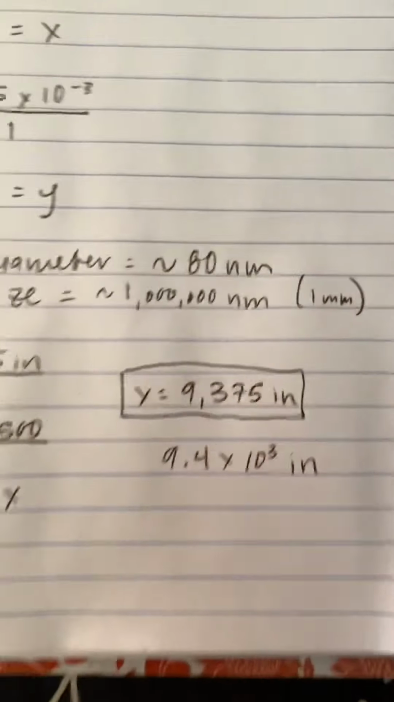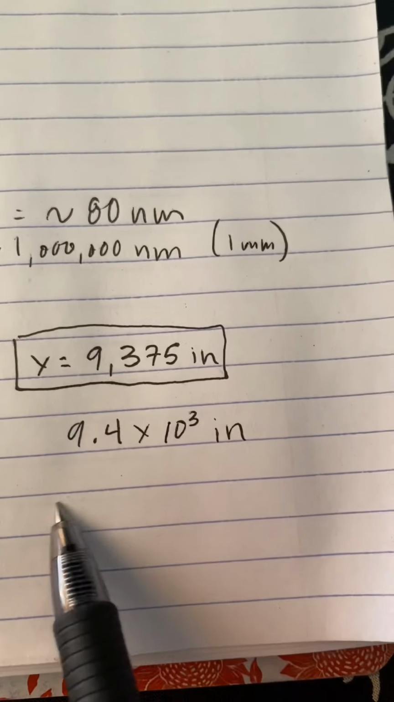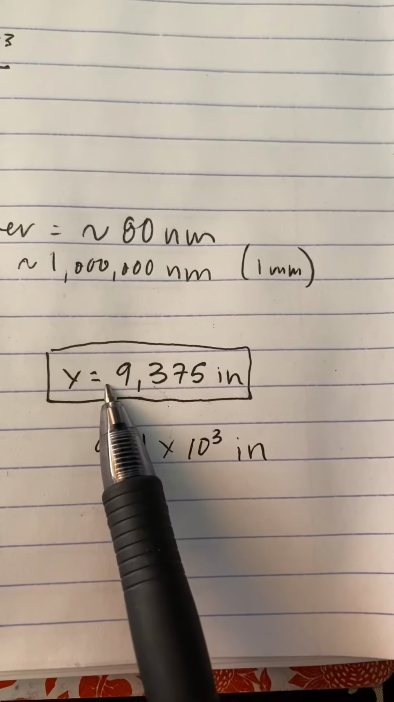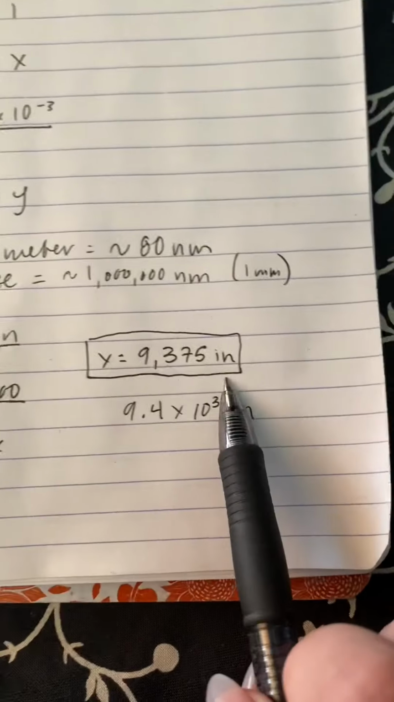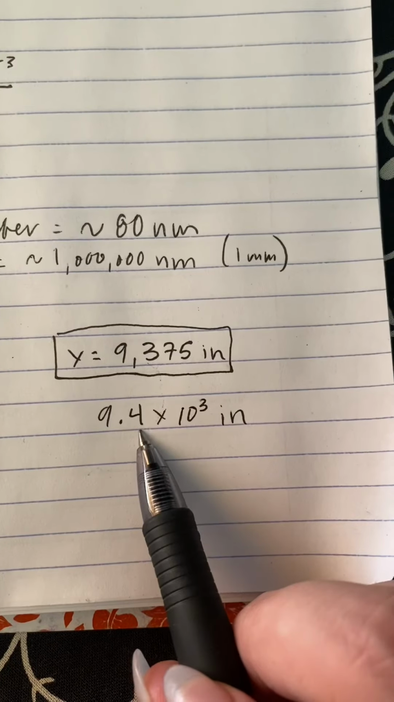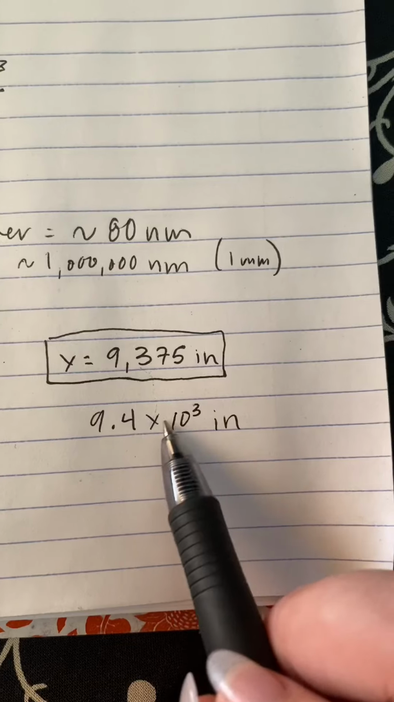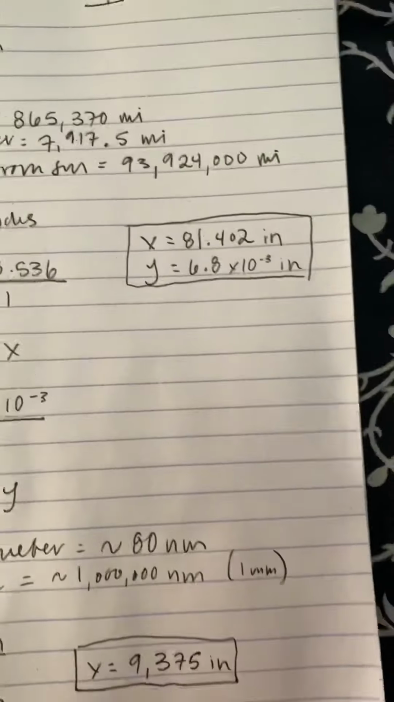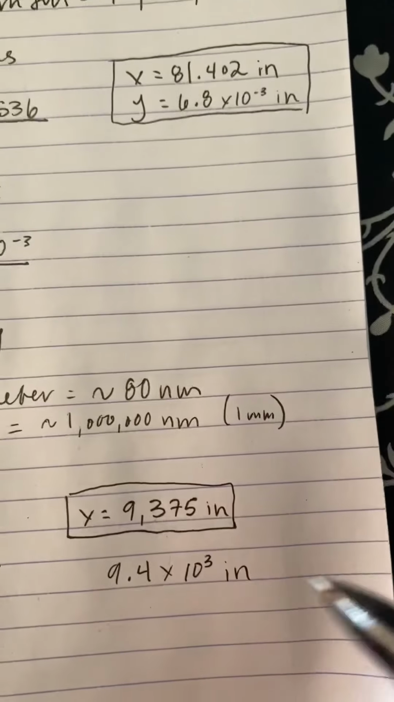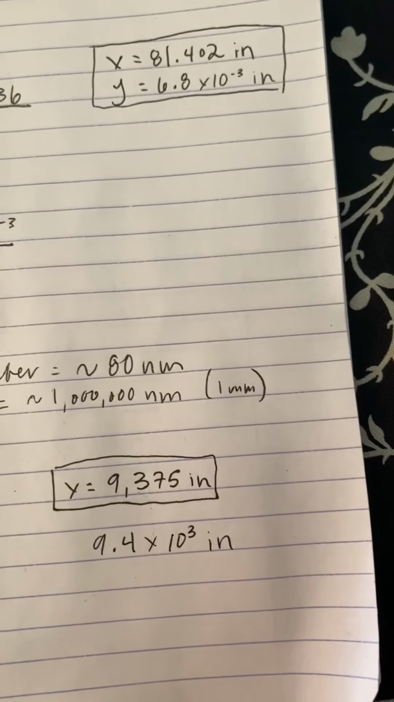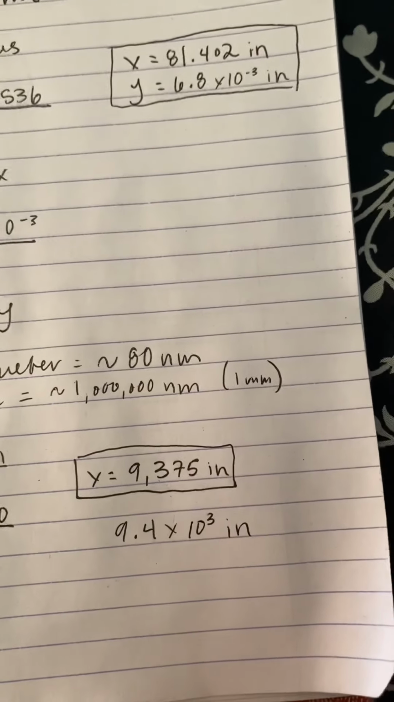I have to add this in. If we're wanting to put things into scientific notation, then this size of the water droplet would equal 9.4, if we're rounding, times 10 to the third in inches. I did that up here, but I just forgot to say it down here. And that's what order of magnitude is, essentially.